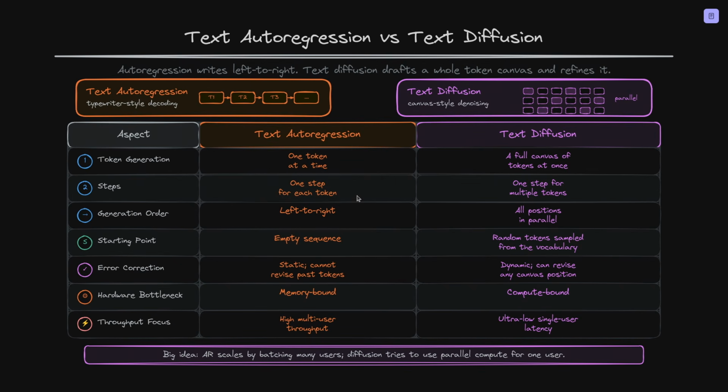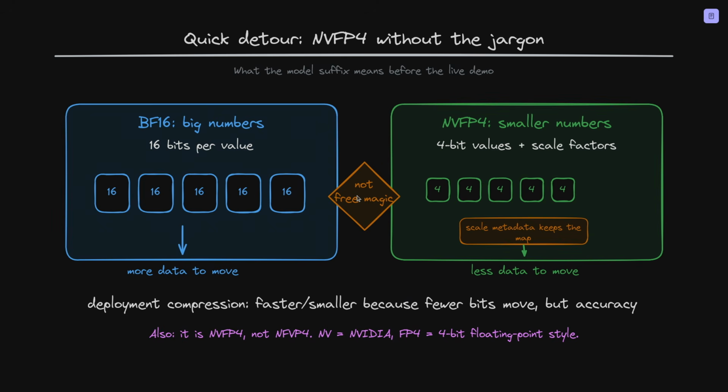Before we jump to the demo, there is one term in the model name that we showed earlier that can look intimidating: NVFP4. The simple version is this. NVFP4 is a more compact way to store the model's numbers. A model is basically a huge collection of numbers. Those numbers are the weights and activations the GPU has to read, move, and calculate with. So the size of each number matters.